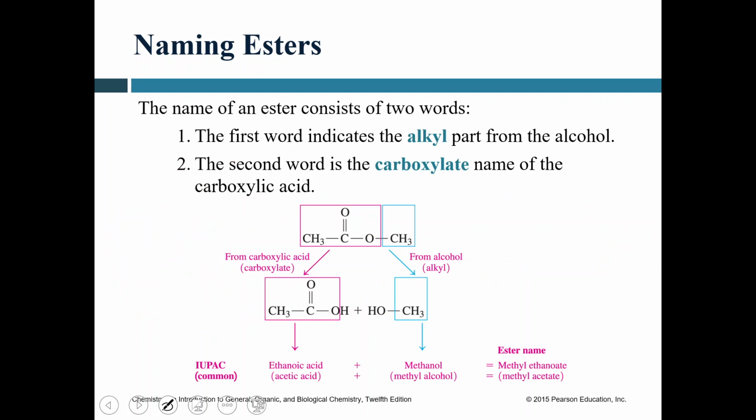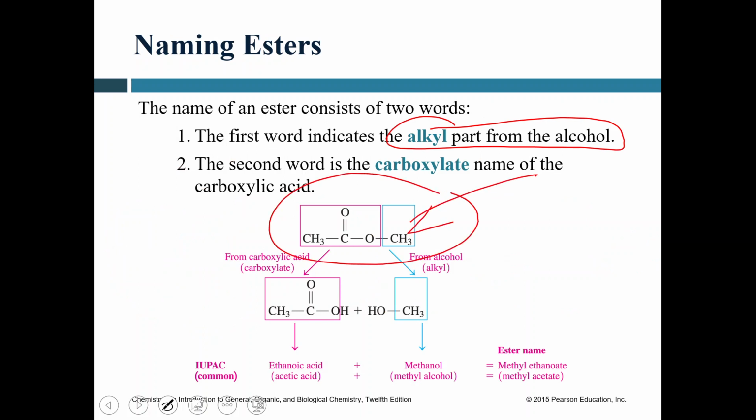When we name esters, the name essentially consists of two words. The first word shows the alkyl part that comes from an alcohol. The second word is the carboxylate that comes from the carboxylic acid. So for instance here, this is the part that comes from the alkyl. So methyl comes from methanol. And this part comes from ethanoic acid. The carboxylate for ethanoic acid is ethanoate. So methyl ethanoate or methyl acetate.